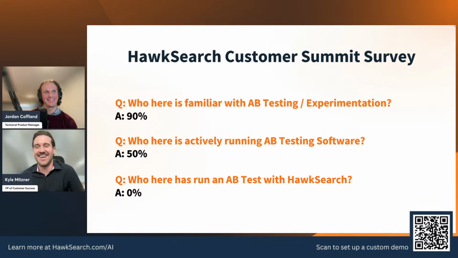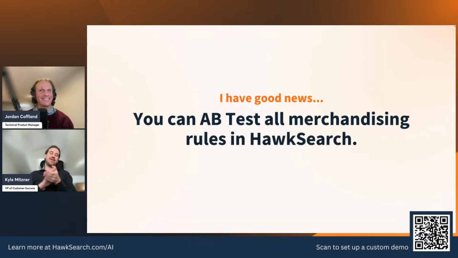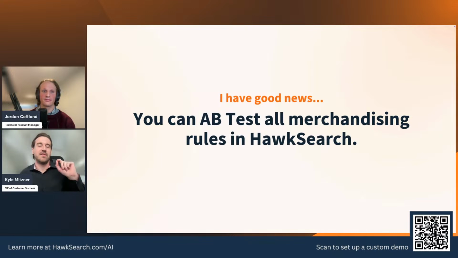Yep. And the best news about this is that you can A/B test all merchandising rules in HawkSearch. So like I said, it's a very, very underutilized feature. It's built into the license for our HawkSearch customers. There's nothing extra you need to do. You can, after this webinar, literally go in and set up a visitor target and run an A/B test. And we're going to show you in 3 steps exactly how to do it.